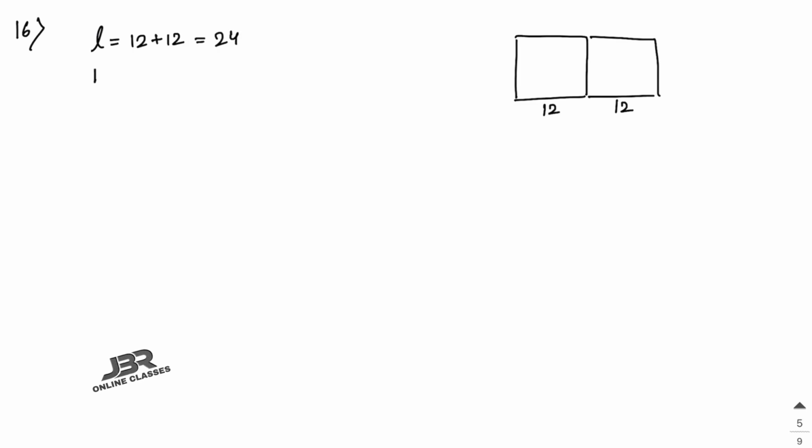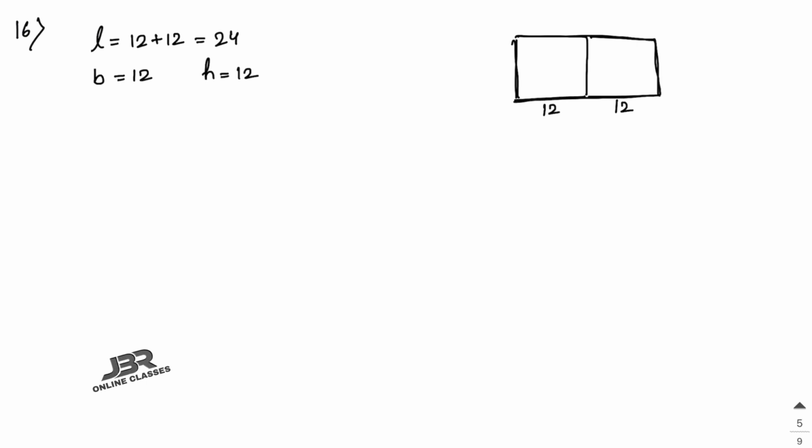Two cubes each with 12 centimeter edge are joined end to end. Find the surface area of the resulting cuboid. If two cubes are joined, that means length will be now 12 plus 12, which is 24, breadth equals 12 and height equals 12. So that will now be a cuboid.